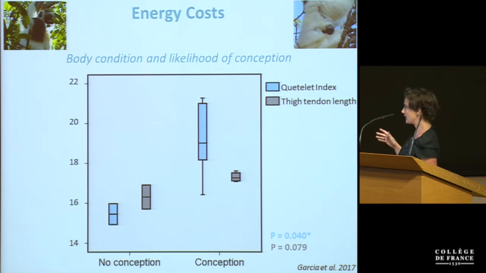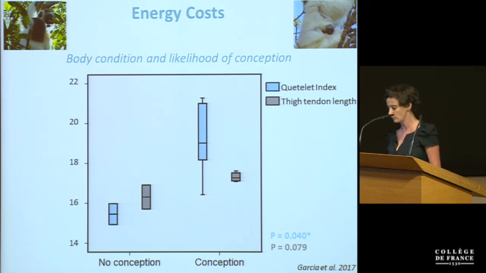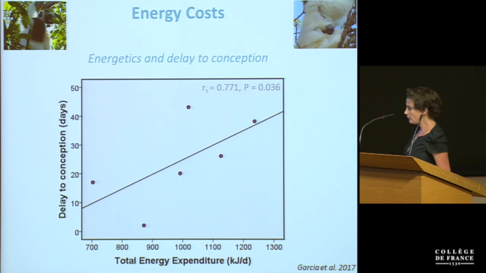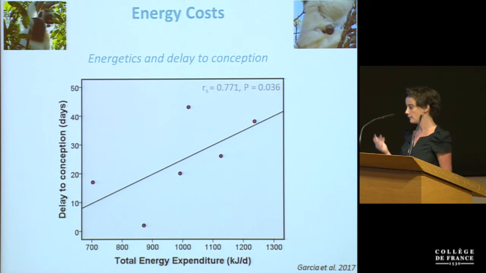There was also a slight trend for an effect of the thigh tunnel length and the abdominal skin fold. If we now look at the impact of energy expenditure on the delay to conception, we showed that females with higher energy expenditure at the beginning of the mating season took longer to conceive than females with low energy expenditure.